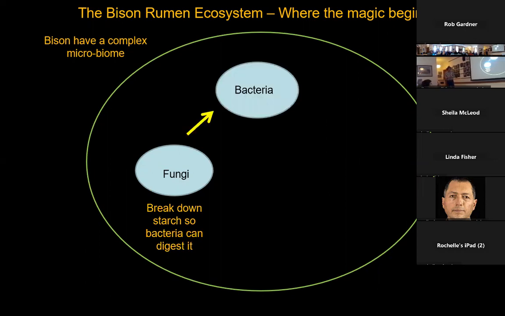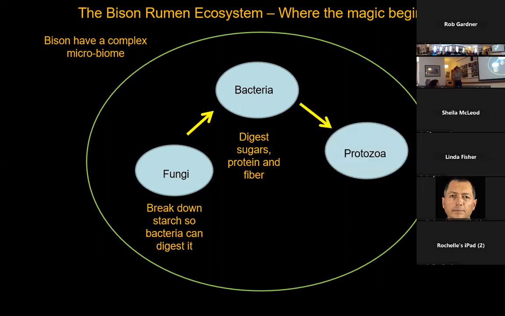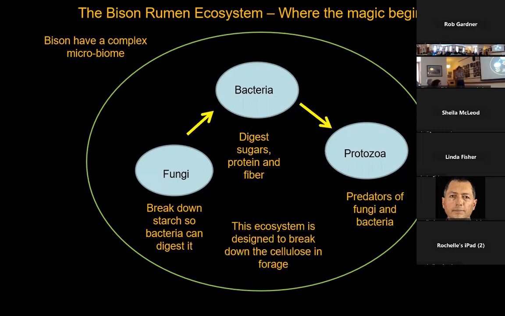And so the fungi arrive and they break down the starch, and the bacteria in turn digest the sugars and proteins and fiber. And then along come the protozoa, these two other groups of animals. So you've got a completely functioning predator-prey ecosystem just within the rumen. The protozoa are major predators, and in their bellies, they'll have literally millions of bacteria and fungi. And the whole system is designed to break down the food so that these guys can digest it.